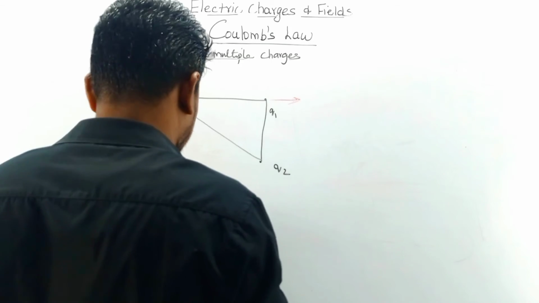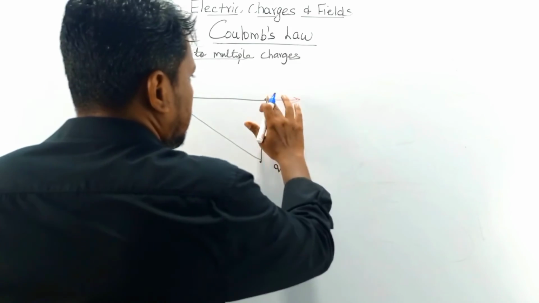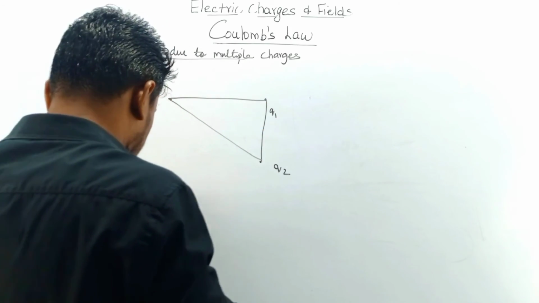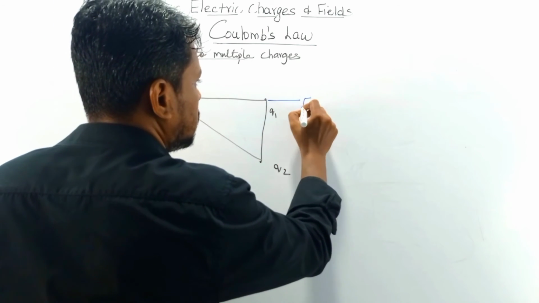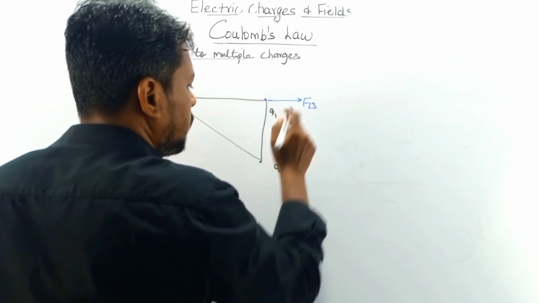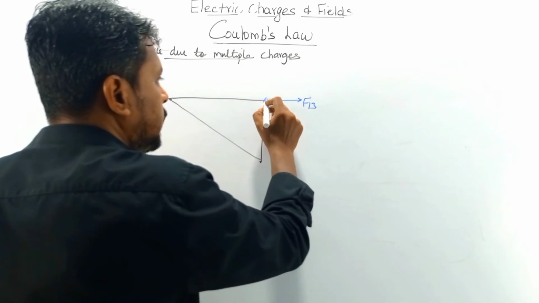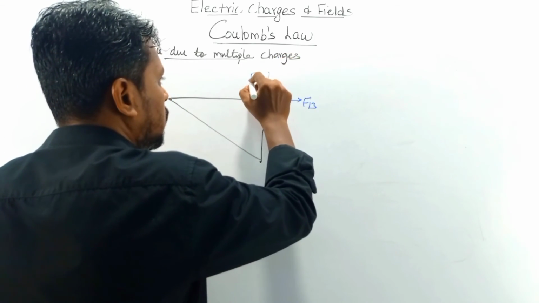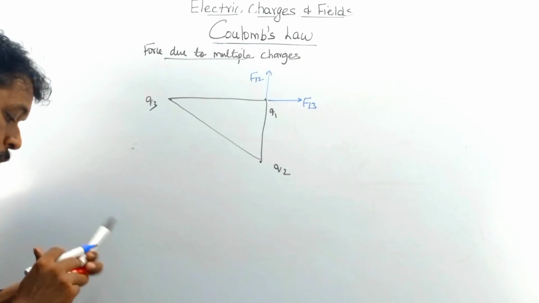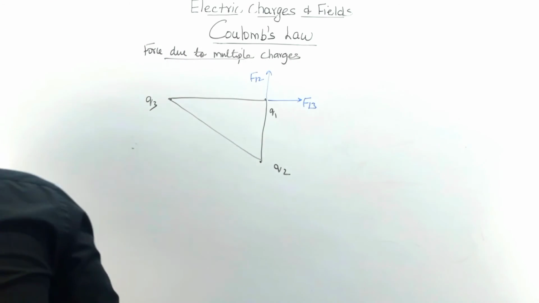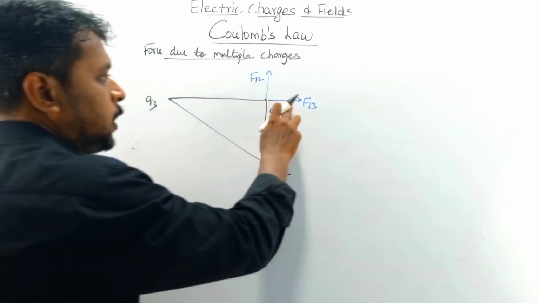The force from Q3 on Q1 will be in this direction. So this is F13. The force from Q2 on Q1 will be in this direction, that is F12.